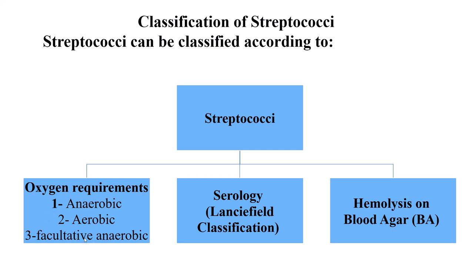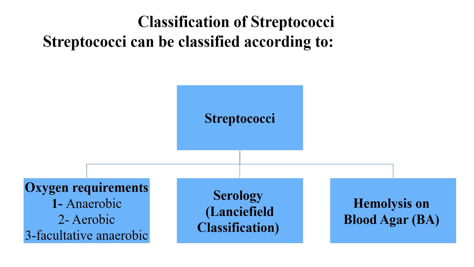According to the serology we have Lancefield classification, and this is mostly theoretical information. And also, according to the third criteria, we will classify streptococcus according to the hemolysis on blood agar. So according to the hemolysis on blood agar, we have more than one type of streptococci.